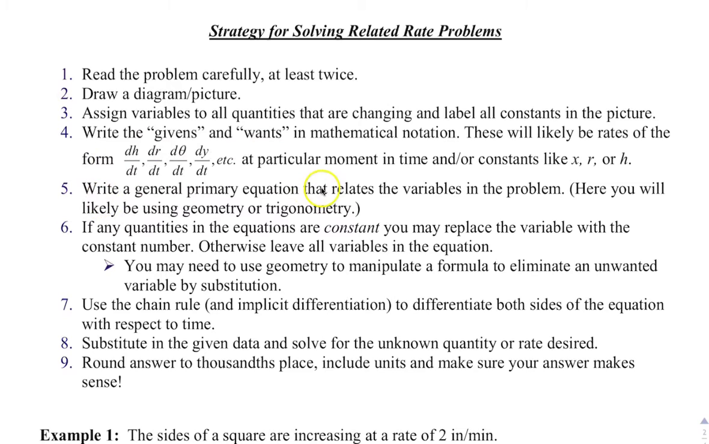Next, a general primary equation that relates the variables. It is called related rates, so we want to relate the variables. This is where your formulas come in, your area formulas, your trig formulas, all that good stuff. If any quantities in the equation are constant, you may replace the variable with the actual number. Again, that's only if they're constant. That doesn't happen very often. When they're constant, it makes life so much easier. But most of the time, like we said, you can leave them as variables.